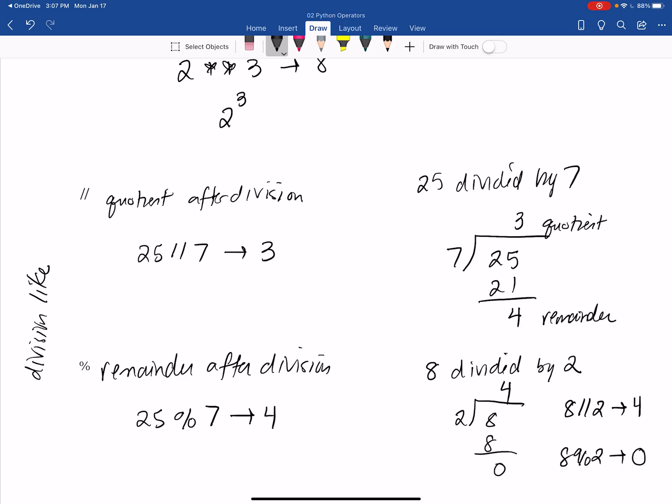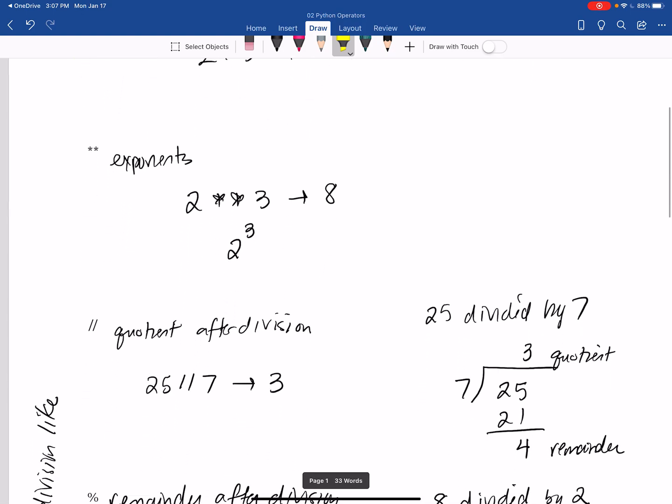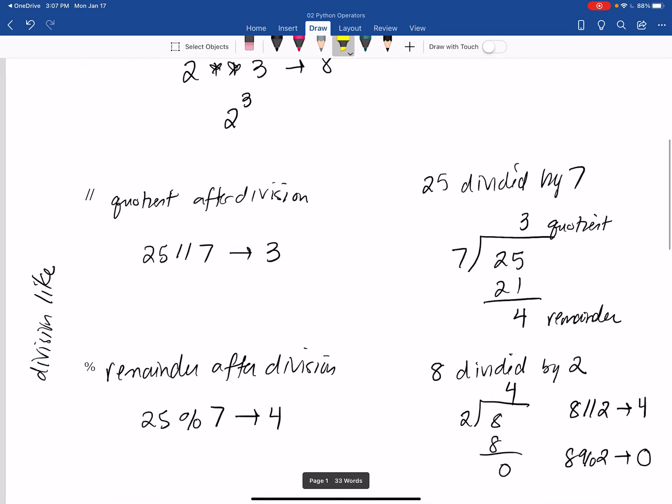I want to draw your attention to the Python syntax sheet, which you can find in the course page. It has examples of all these. It reminds you of what the syntax does. That's the thing you should keep as a reference. Keep it bookmarked or print it out or something so that you have all these. It shows you all the operators and what they do.